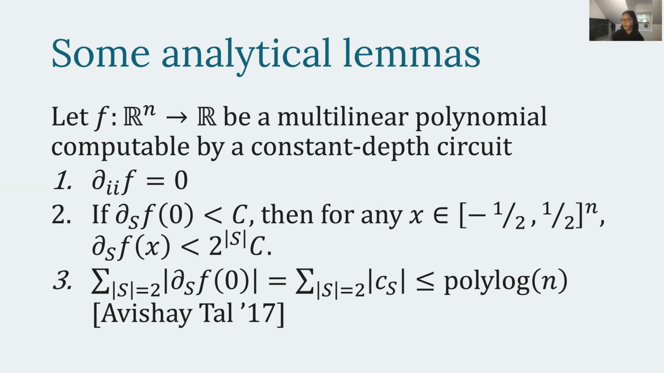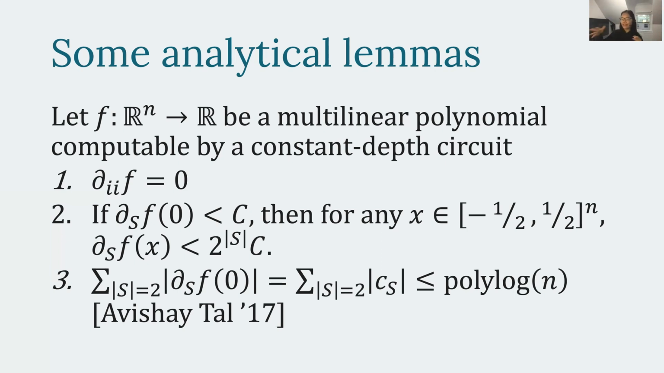Okay, and then one thing that recently got proven is this bound on all the degree 2 coefficients of f. This argument is actually pretty involved, which is why I won't get into it, but it says that if you look at all the degree 2 coefficients of a constant depth circuit, that's going to be bounded by a polylogarithmic factor times n.